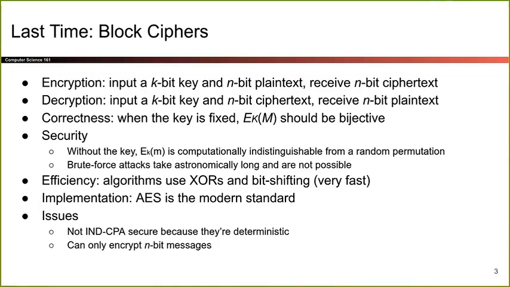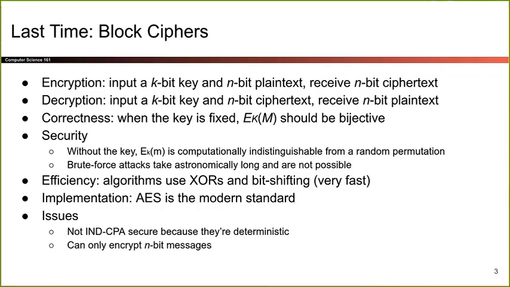So last time we talked about block ciphers, and we said that a block cipher has an encryption function where you input a k-bit key, input an n-bit plaintext, and you get n-bit ciphertext. And then decryption is the inverse of that. So again, you input this key, and then you input the ciphertext, and the output is the n-bit plaintext. And we said to make the block cipher correct, once you have a fixed key, the function should be bijective. So every input maps to exactly one output. That way you can always decrypt.